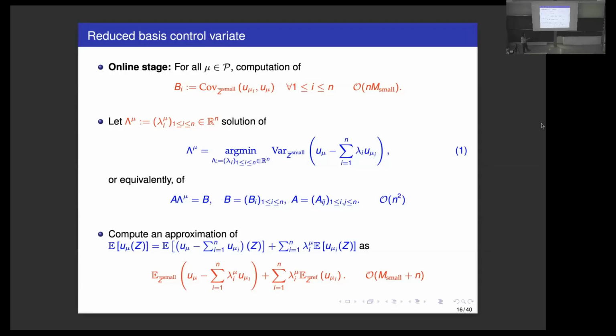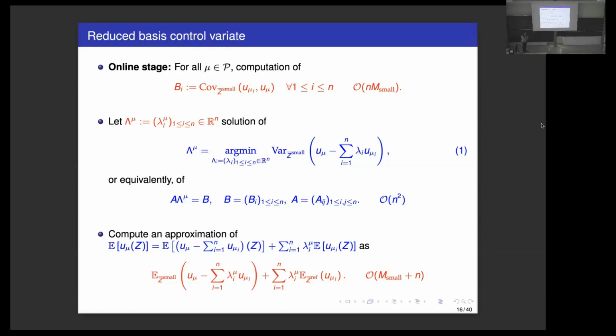The expectation of this quantity is approximated using the small dimensional collection of random variables associated to Z bar small. These quantities have been computed in the offline stage using the reference random samples, which is of large cardinality. So there is no need to compute them online either.